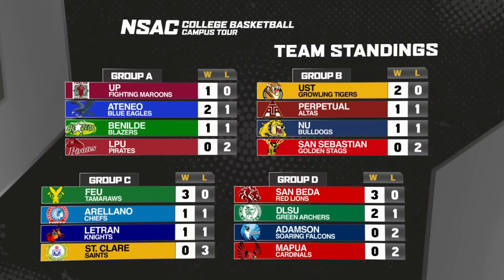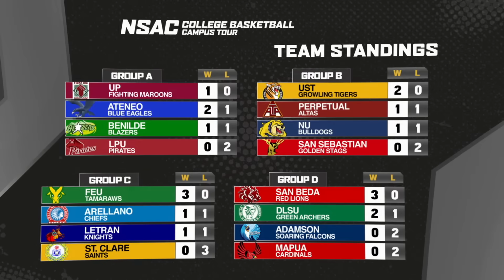But before we get to that, we have to settle the standings here and take a look at the updated team standings after that last game between USD and Perpetual. USD going 2-0 and Perpetual splitting at 1-1. But our attention focuses on Group A, with the UP Fighting Maroons winning their first game of this tournament against the Ateneo Blue Eagles, who are second in Group A. Then it's the Benilde Blazers at 1-1, looking for their second win here against the UP Fighting Maroons, right on their home court as well.